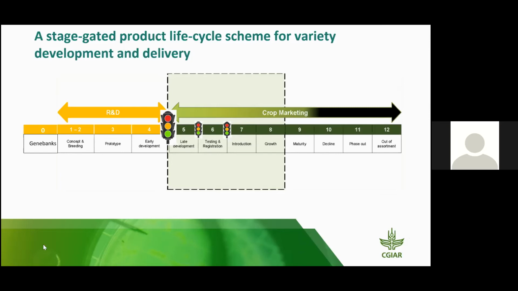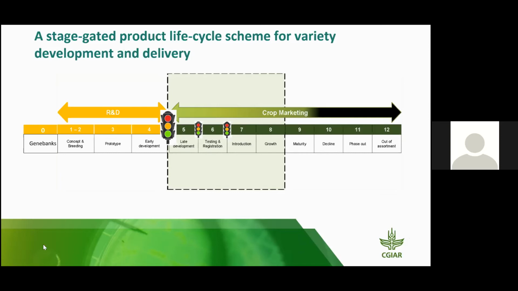And at each of those stages, the idea of this stage-gated system is that using a system like this, we can actually define the decisions that need to be made to advance a variety through this process, and discard those that don't meet the criteria as we go. And we've been developing tools on how to do that. And that's what those little traffic lights mean, with the big traffic light between breeding and marketing.